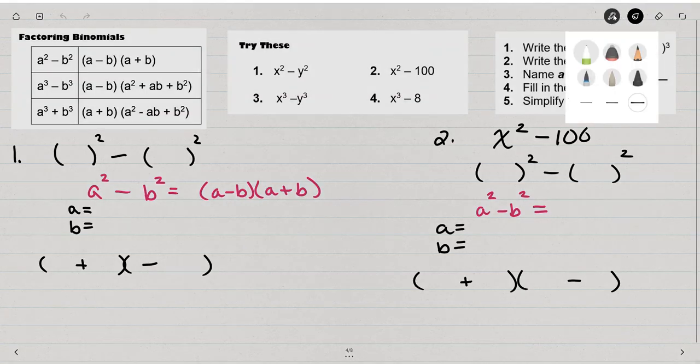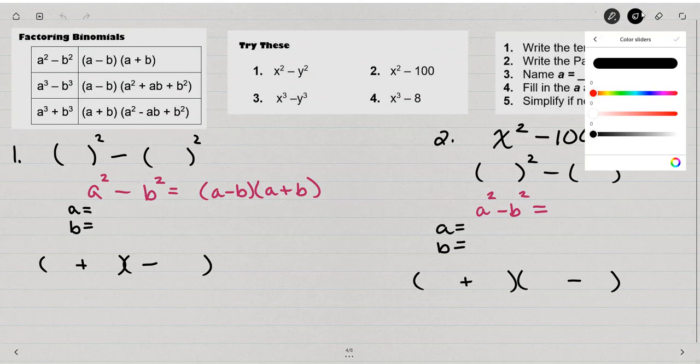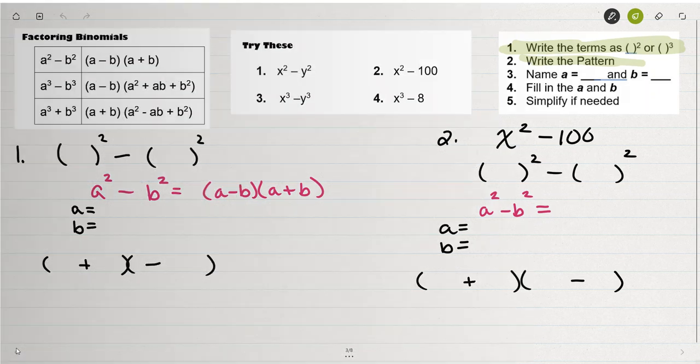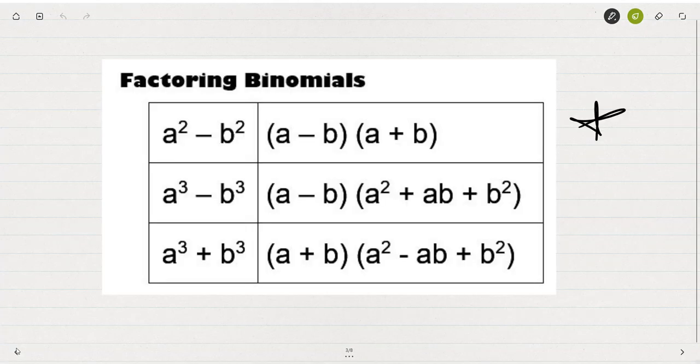Here are some steps that you can use to factor a binomial with a pattern. The first step is to write the terms as a square or a cube. Once you've written the terms as a square or a cube, you need to pick which of these patterns you're going to use. Is it the difference of two squares, or is it the sum or difference of two cubes?